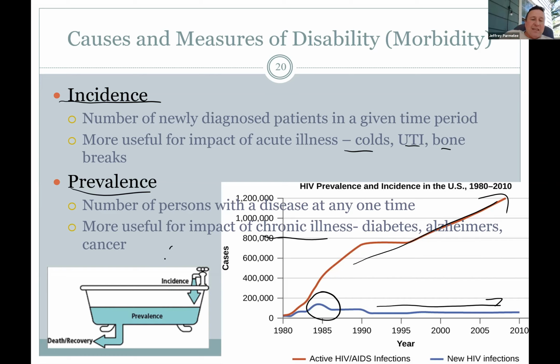You can look at this as a tub. Incidence is the number of new cases that come in, and the tub is the population, and prevalence is how many people have it. That will go down as people recover from the disease or they die. They come out of that population, so it changes the prevalence. All right, so incidence and prevalence are similar, but you should know the difference.